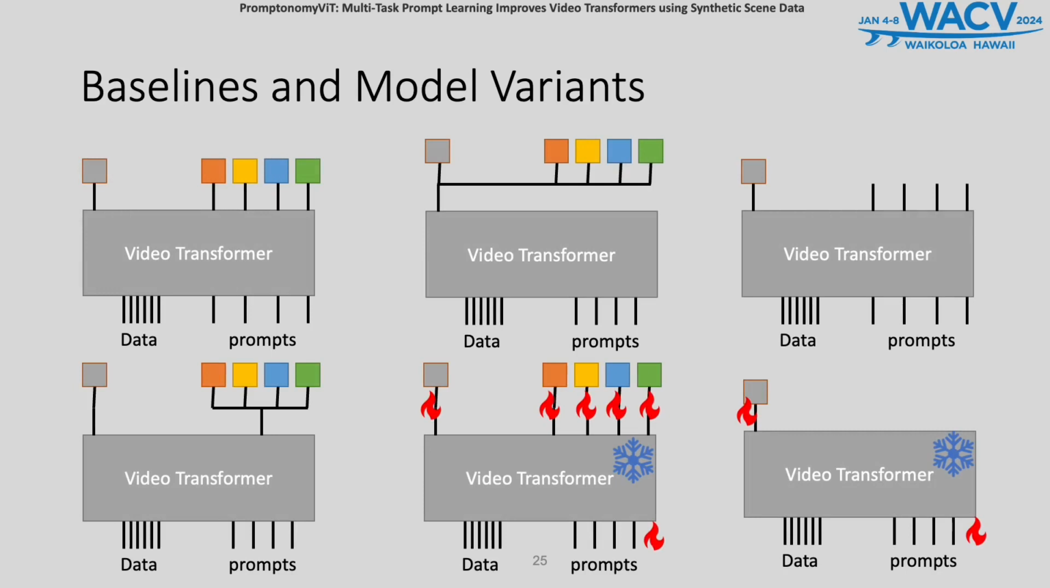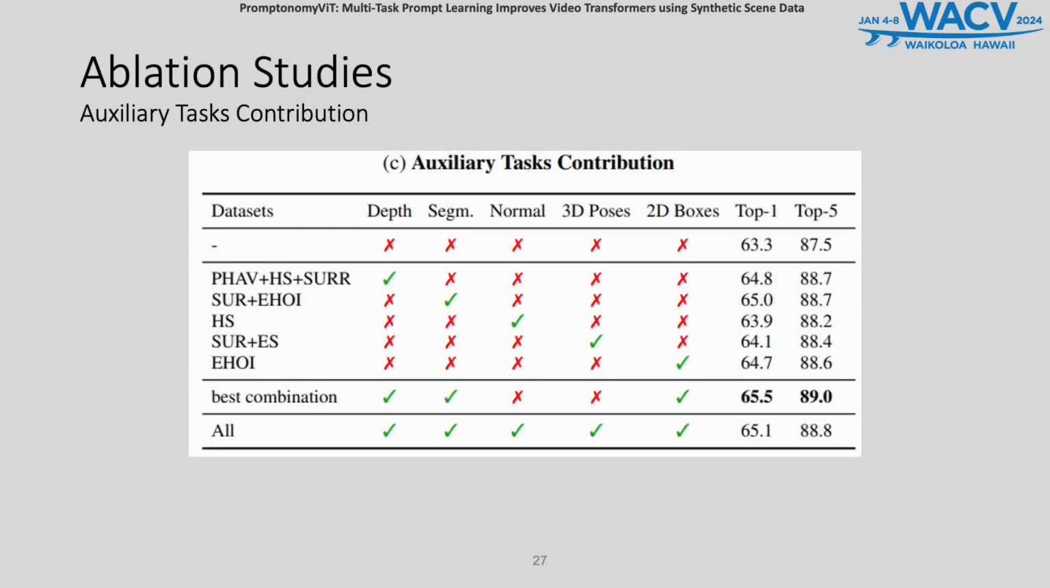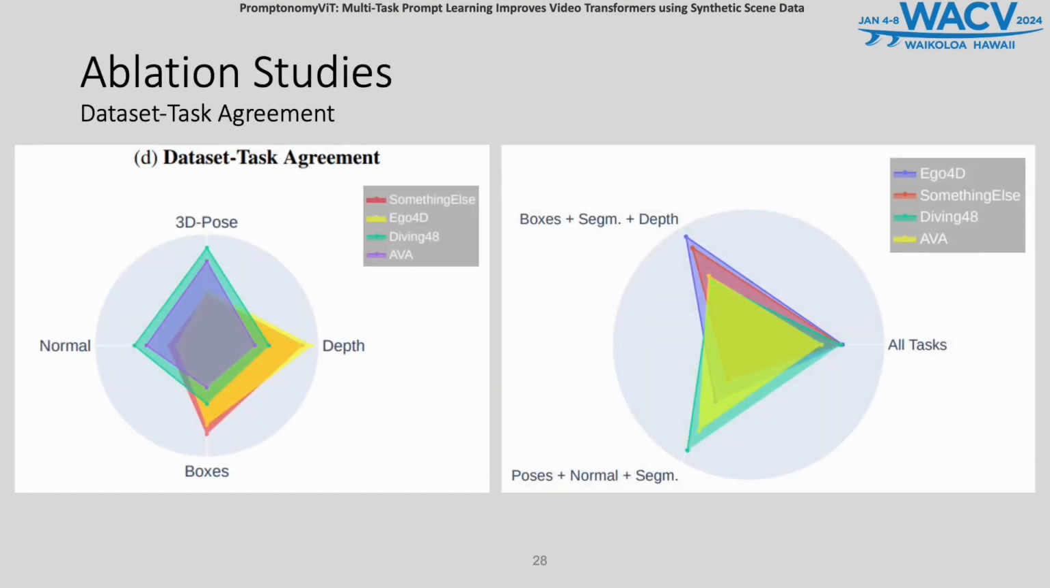Following that, we define various baselines and model variants in order to show the significance of our approach. I will not elaborate on it here, but it can be found in the main paper. We also perform ablation studies, seeing how each auxiliary task helps different datasets. We also perform ablation studies and demonstrate the dataset-task agreement.